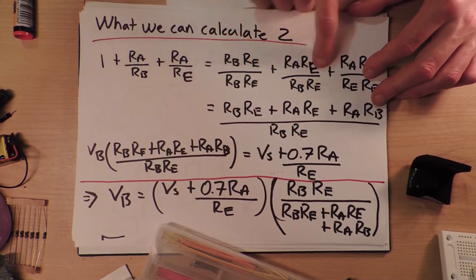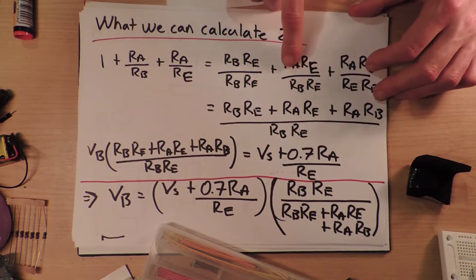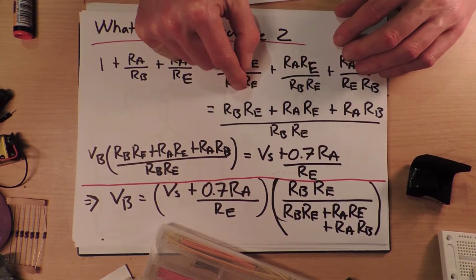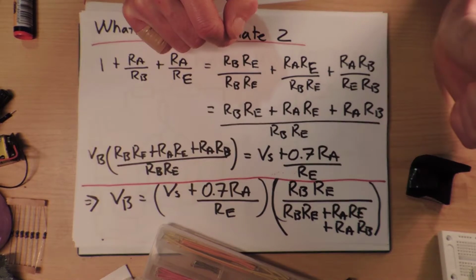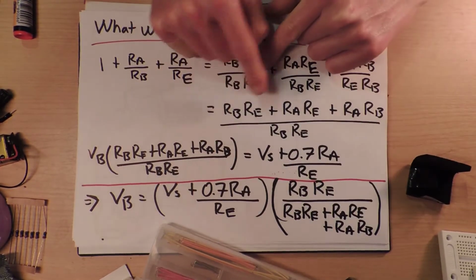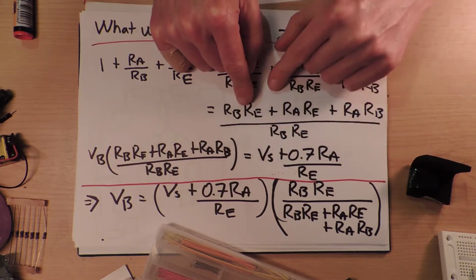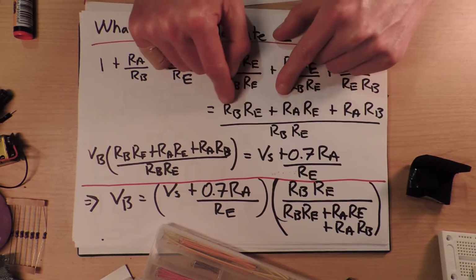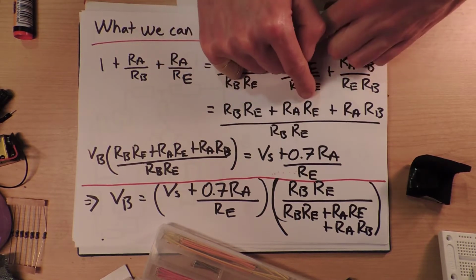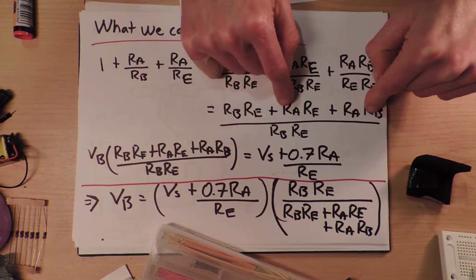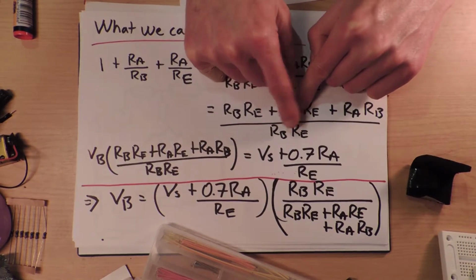If you don't know what I'm doing, you're probably going to have to go back to basic algebra. But I wrote it out as explicitly as I could, because it seemed like the sensible thing to do at the time. And now it looks like a nice, neat, tidy equation. You've got RBRE plus RARE plus RARB, so it's every combination of those three resistors, divided by RBRE.